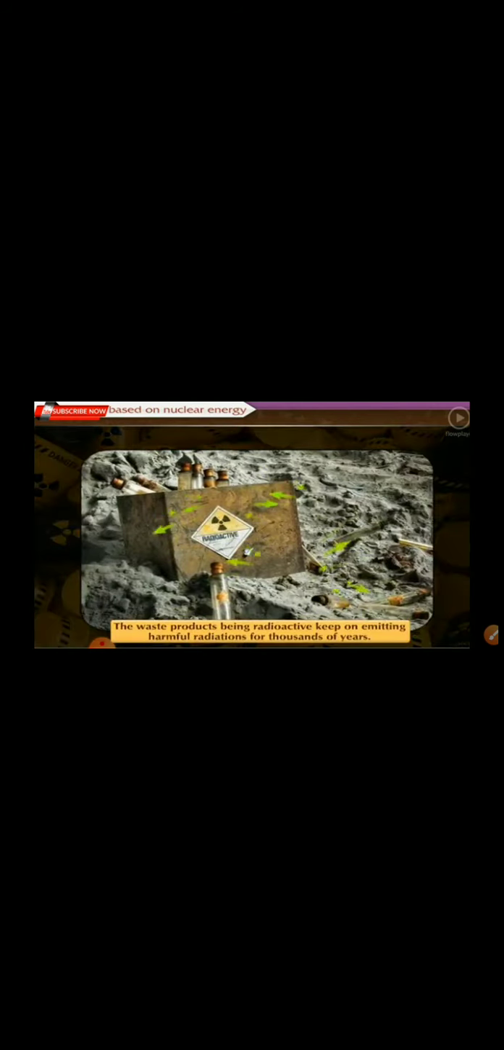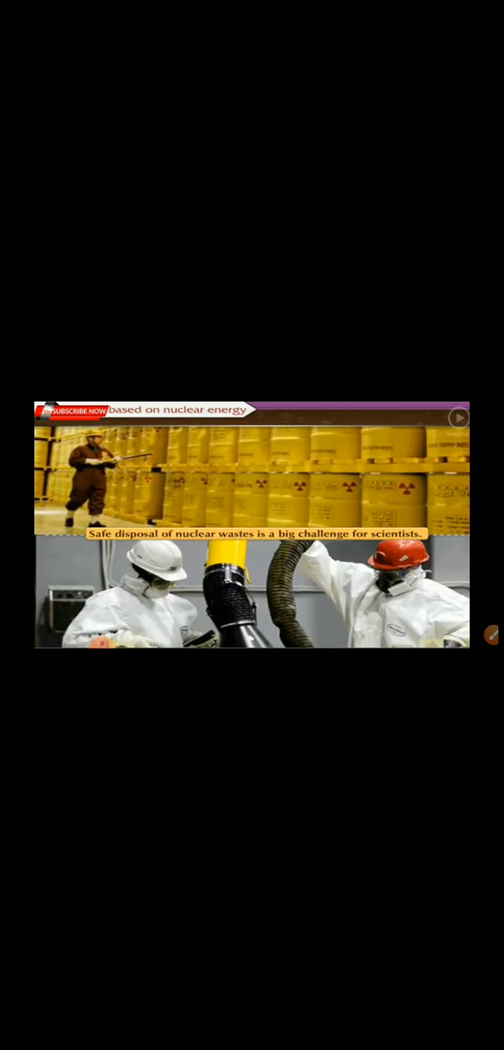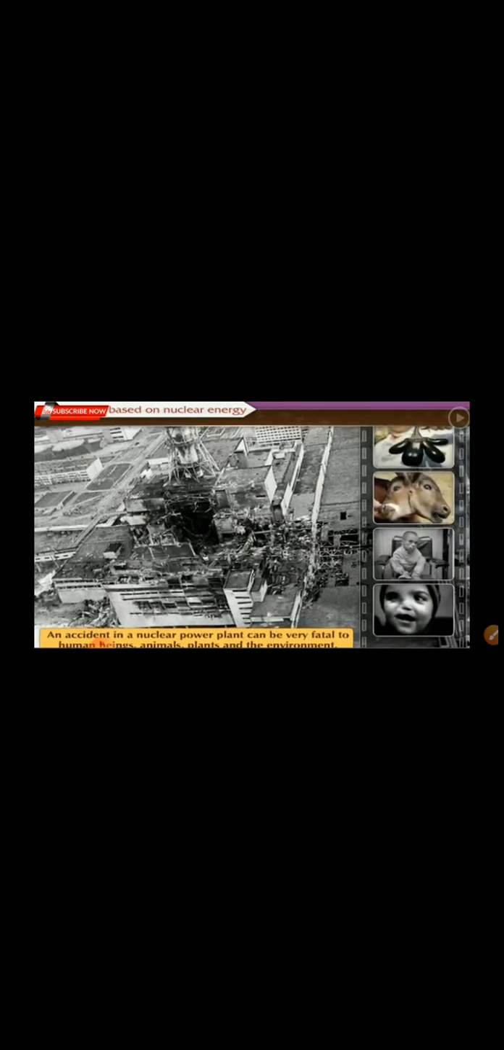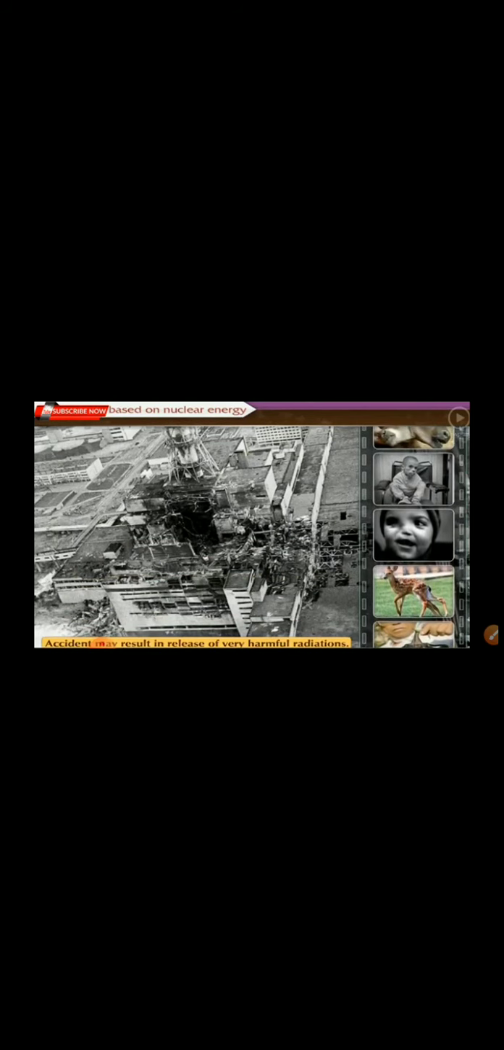The waste products of nuclear fission reactions are radioactive. Being radioactive, they keep on emitting harmful radiations for thousands of years. These products are called nuclear waste. Safe disposal of nuclear waste is a big challenge for scientists. An accident in a nuclear power plant can be very fatal to human beings, animals, plants, and the environment. This is because the accident may result in the release of very harmful radiations.